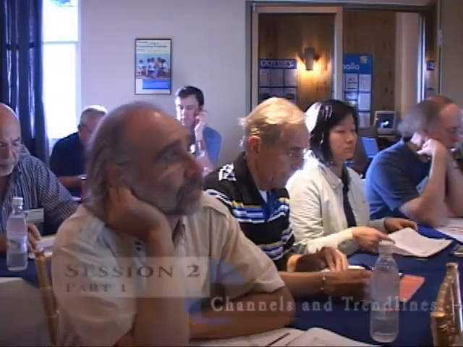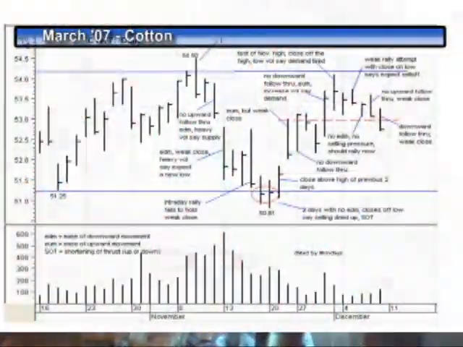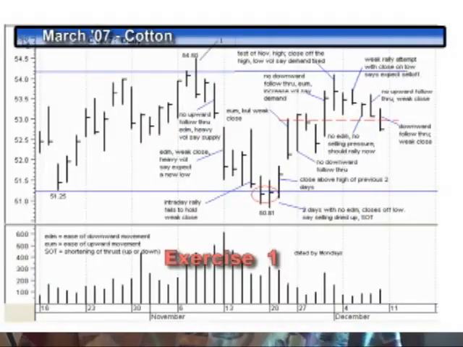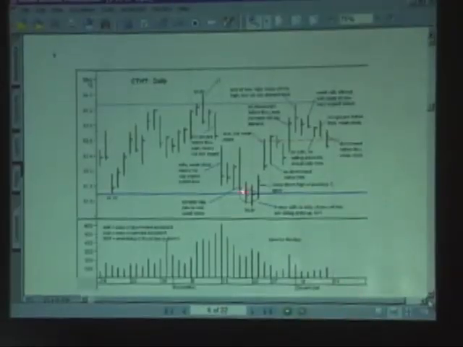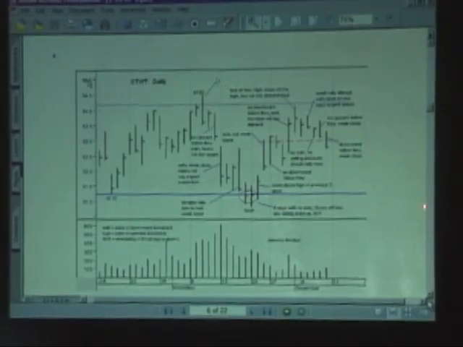All right, we're starting back. I have a chart here of March 07 cotton, and it's only through December of 06, so this is still trading. And I think Alex said that he bought it right here in this November low. It was an excellent place to go long.